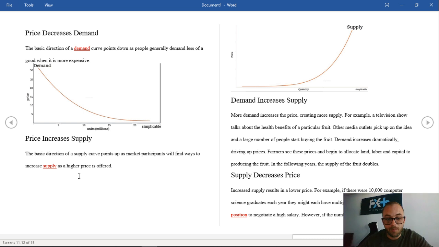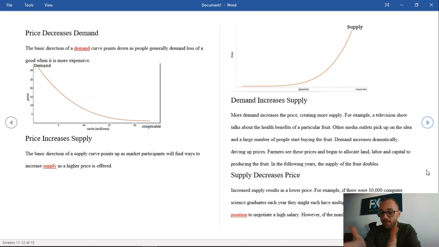The basic direction of the supply curve points up, as market participants will find ways to increase supply as a higher price is offered. More demand increases the price, creating more supply. That pretty much makes sense. If BMW comes out with a brand new model and it's overtaking its competitors, for example, the more people purchase that particular car, logically speaking, it creates more supply.